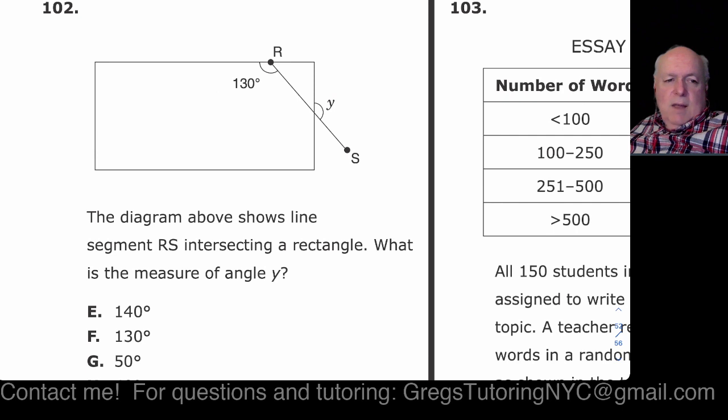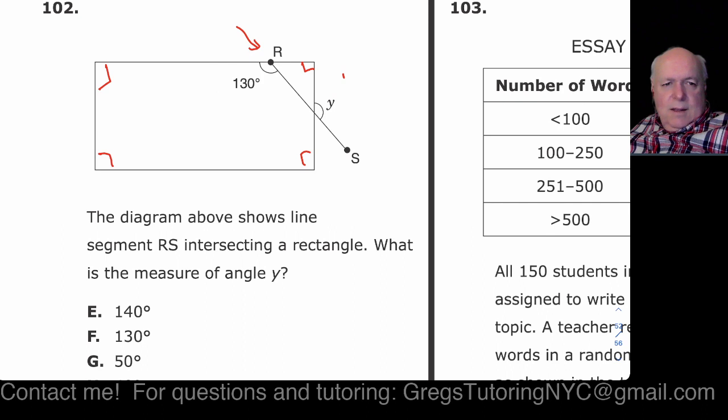So the diagram shown above shows line segment RS, which is this line going that way. Okay, it's a line segment intersecting a rectangle. So therefore, we do know that's a right angle. That's a right angle. That's a right angle. Those don't really matter, but this one is a right angle. Okay, what is the value of y, this angle here?